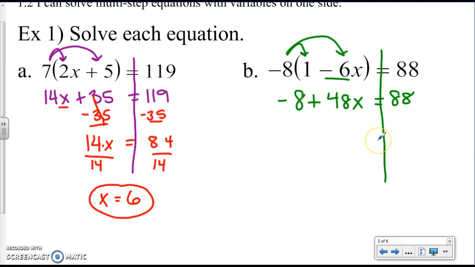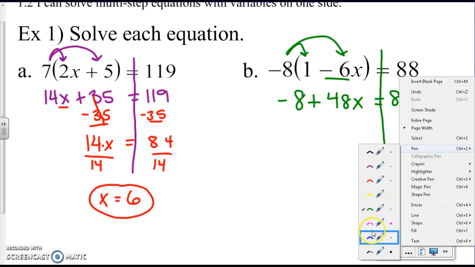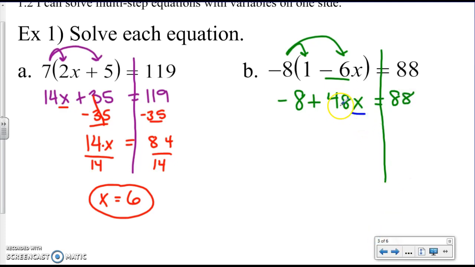Okay, the second step is to combine like terms on the left side. Again, I don't have like terms. One has an x, the other one doesn't. Can't combine them together. So now I'm going to find my variable. Same thing on the right side. I'm going to find my variable here, which is an x. Can't do anything with the 48 because it's attached to my x. So I'm going to go ahead and cancel this 8 by adding to both sides since it's negative. Okay, and those cancel. Bring down your 48x, and that equals 96.